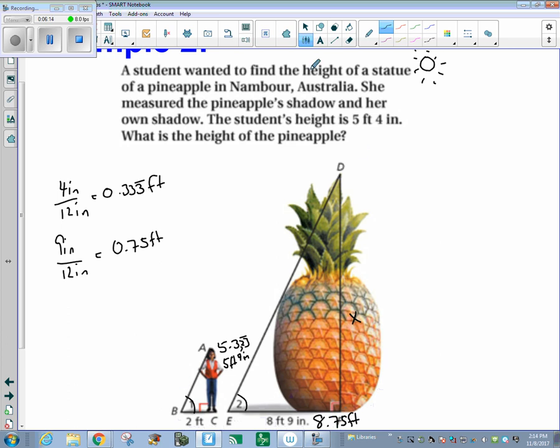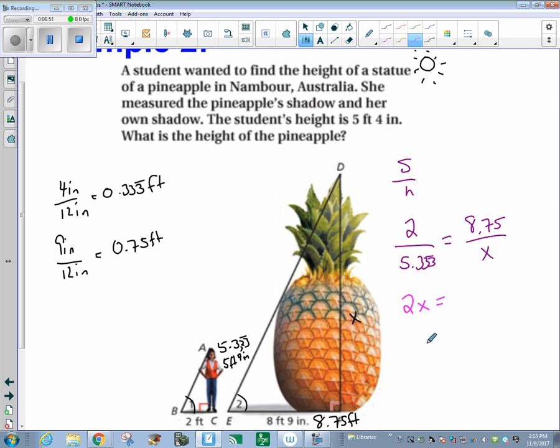All right, so now we're going to set up a proportion to help us solve this problem, and I'm going to go shadow to height again for each one of these. So the shadow in the girl's case here is 2 feet to her height of 5.33 repeating. And that should be equal to, well, we don't know the height of the pineapple, but we do know the shadow length, and the shadow length is 8.75, but we don't know the height, so we're just going to call it x.